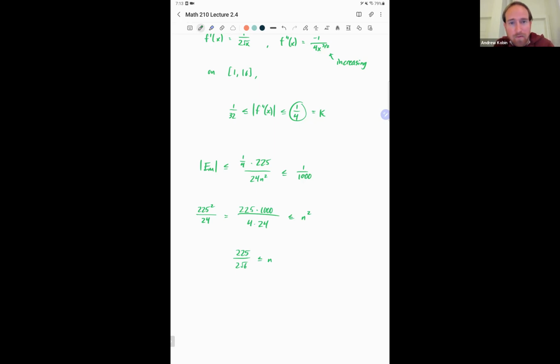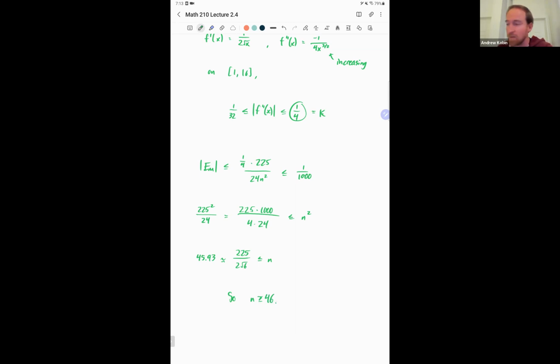I didn't install... One moment. There's a different calculator. 225 over 2 times square root of 6 is approximately 45.93. So whatever this fraction is, it's about 45.93. N has to be at least as big as that, and it has to be an integer. That's the number of rectangles we'll use. So N has to be at least 46. So if we use 46 rectangles with the midpoint rule, we'll be within 3 decimal places.